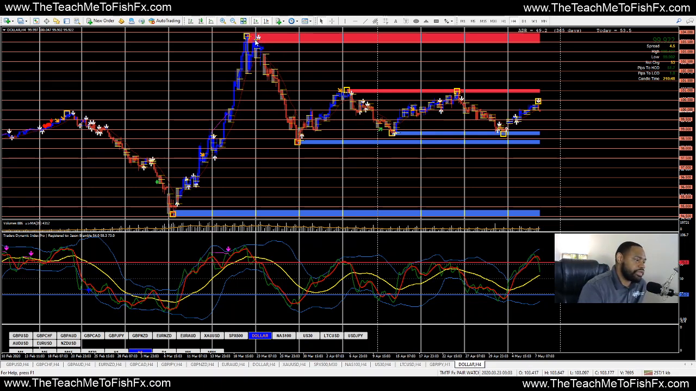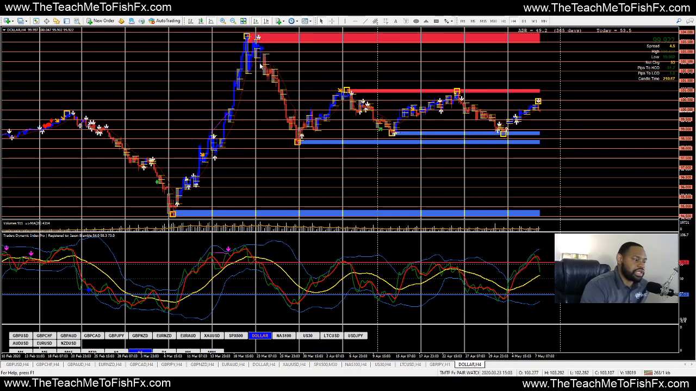My exhaustion squares do repaint. However, if you follow the entry rules, you will be able to get into more profitable trades, trades that are more favorable for you to be profitable. So what are my rules? My rules are to, of course, wait for an exhaustion square. Then you get a directional arrow.